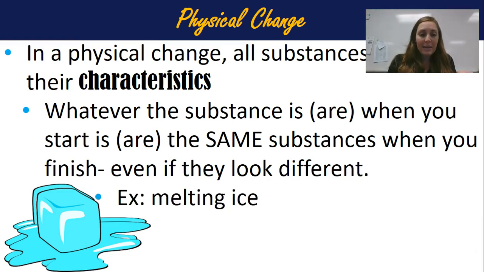So my example here is melting ice. This is a physical change because ice is water, and then when it melts, it's liquid water. So it was water when it started, it's water when it ended. There was nothing at the atomic level that changed. So ice cubes are H2O. Liquid water is H2O. So the chemical composition stays exactly the same in a physical change, but it looks different because the state changed. It went from a solid to a liquid.